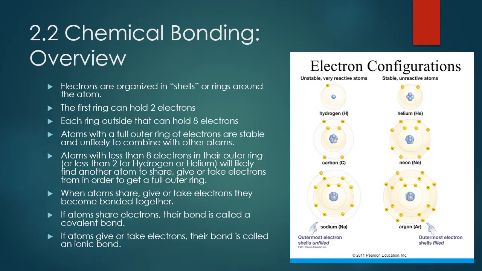So just to review the main takeaway from this slide, the first outer ring can hold 2 electrons. Each outer ring after that can hold 8 electrons. And elements are most happy, most stable, when their outer ring of electrons is full, whether that's 2 electrons or 8 electrons.